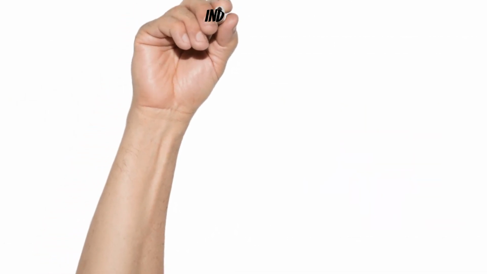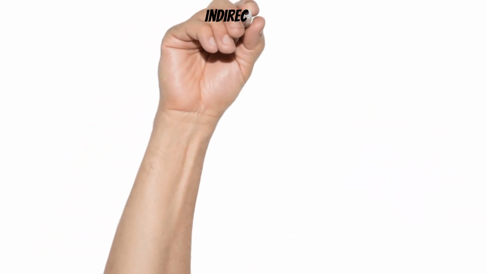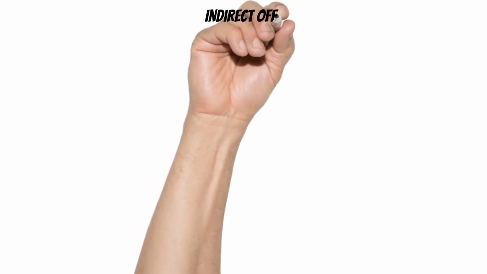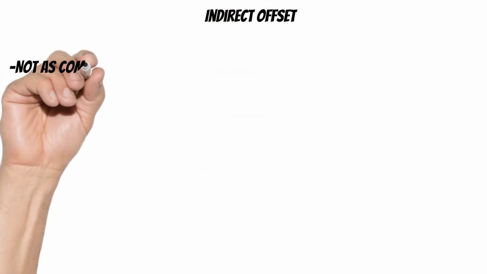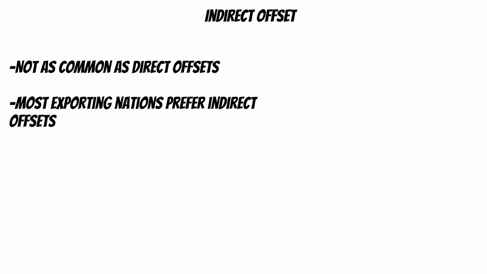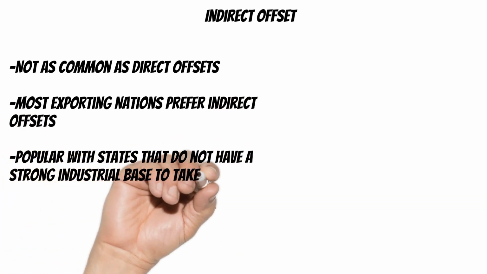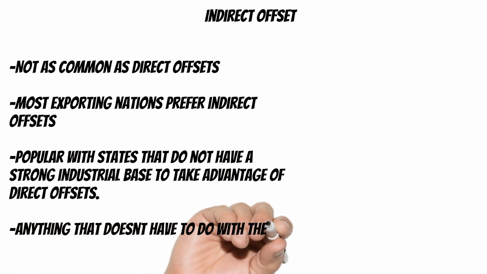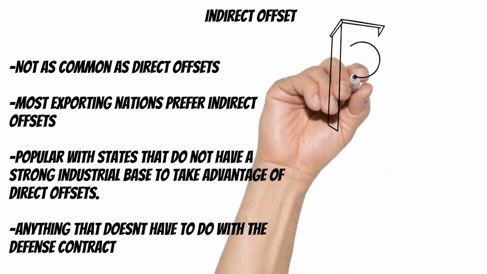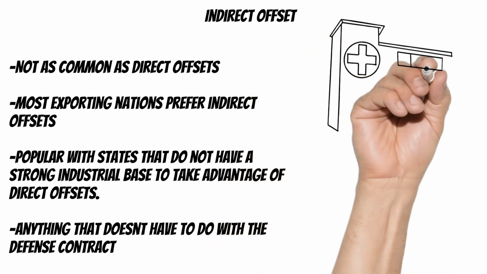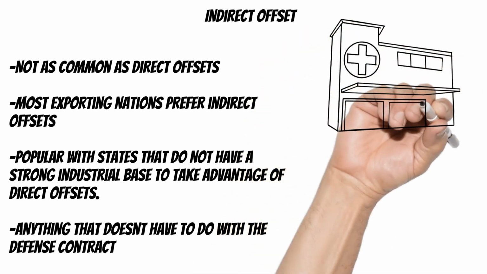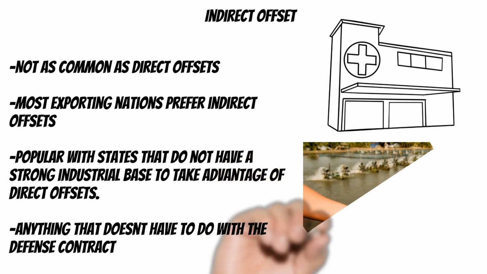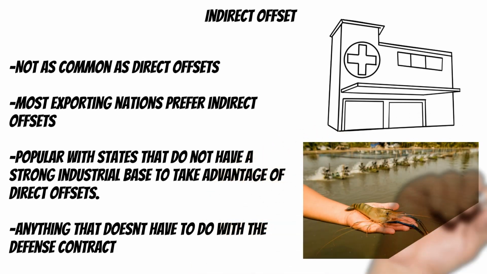So let's go over the other type of defense offset, which is an indirect offset. Now, what is an indirect offset? An indirect offset is any type of offset that has nothing to do with the product that you're buying that's in the contract. They aren't as common as direct offsets. Like I said, most states like direct offsets because they want to bolster their own defense industry. They want to learn how to build new stuff. Indirect offsets don't necessarily help you do that.